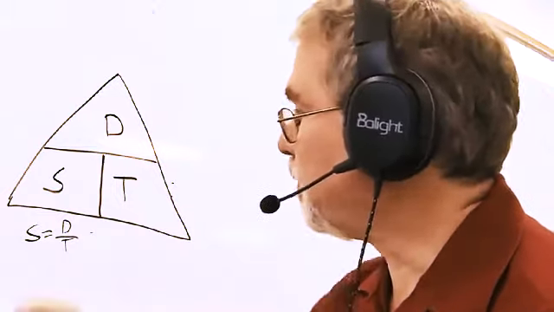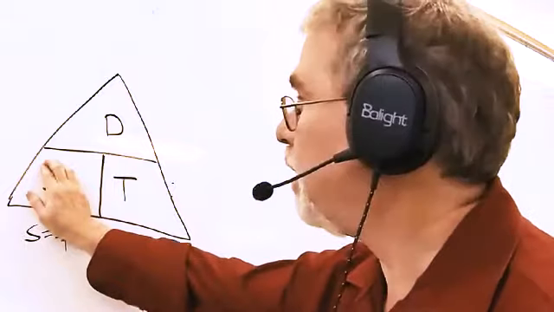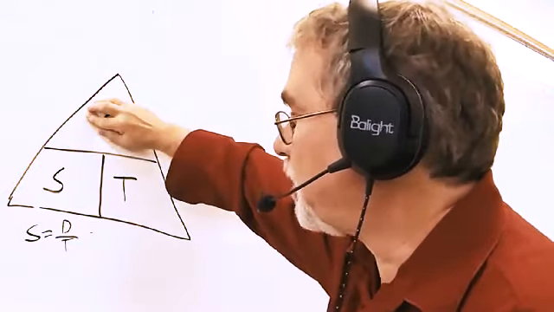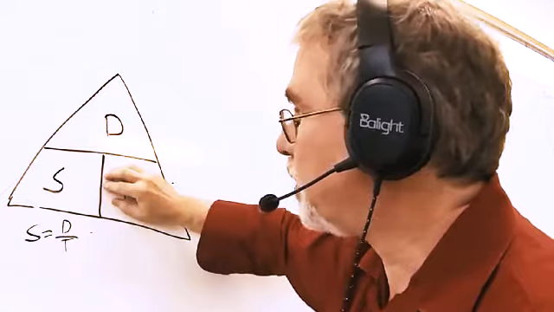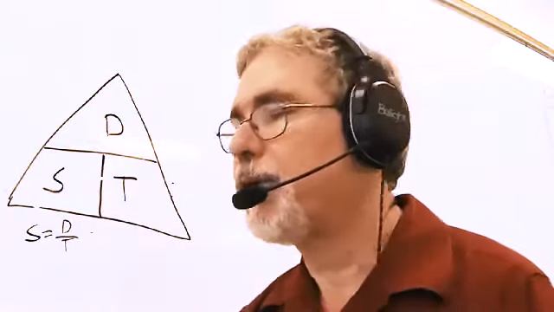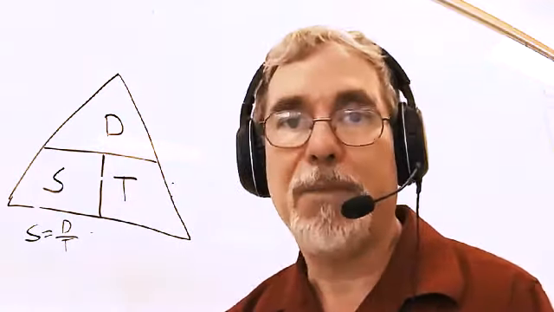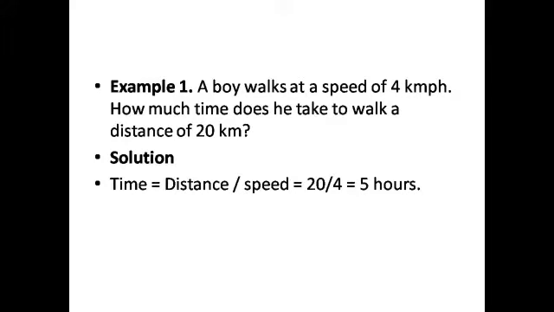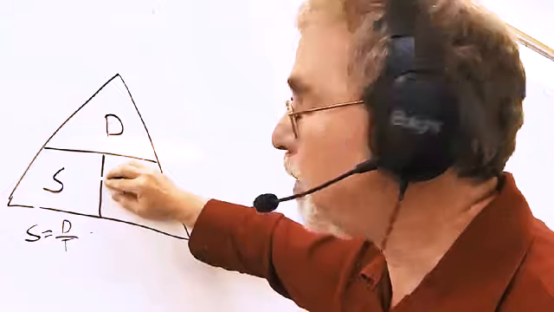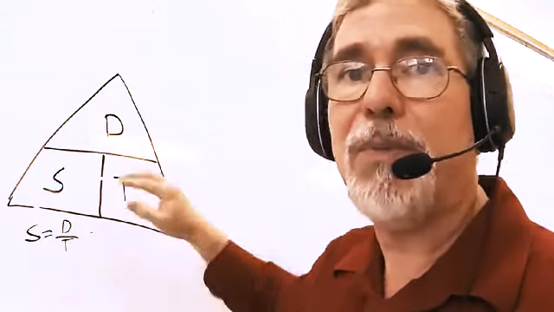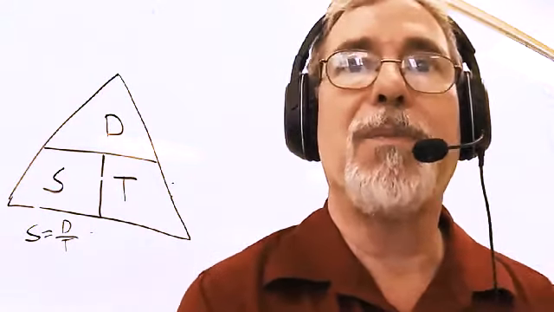So if I were looking for speed, distance over time. If I'm looking for distance, speed times time. If I'm looking for time, distance divided by speed. So here's an example of a speed problem. A boy is walking with a speed of 4 kilometers an hour. How much time will it take him to walk a distance of 20 kilometers? So I'm not calculating speed. They gave me the speed, 4 kilometers an hour. They're asking me for time, distance divided by speed. So it would be 20 divided by 4.